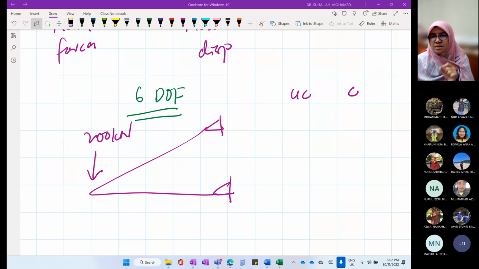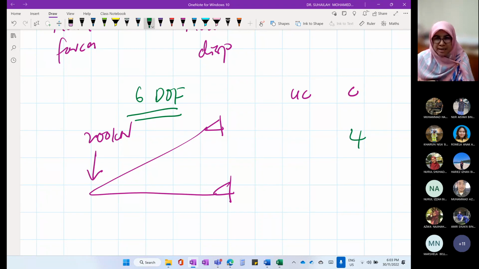So bila kita nak label diagram ni, kita akan start dengan tengok truss ni, cara macam kita tengok truss sebelum ni. Bila kita tengok truss ni, kita nampak ada dua pin. Pada pin ada dua unknown reaction. So ada dua pin equal to 4 unknown reaction. So 4 unknown reaction ni equal to 4 degree of freedom in constraint system.